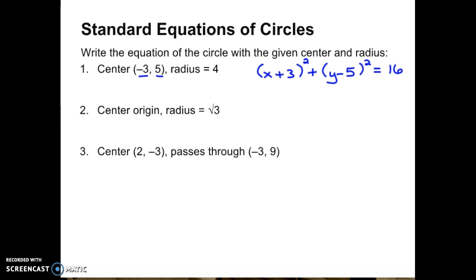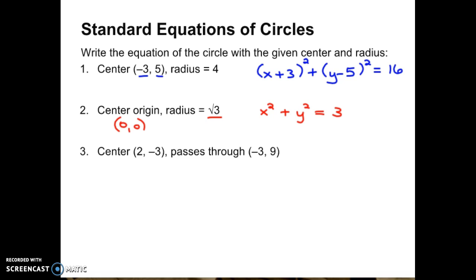Okay, the second one. The center is the origin, so remember, you don't have to put minus 0. If the center is the origin, that means it's 0, 0. I'm going to go ahead and write that in, 0, 0. So I can write that part like that. And then my radius squared, the square root of 3 squared is just 3. So that would be the answer to that one.